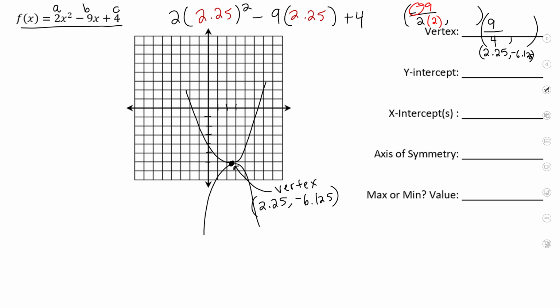Now, guys, looking at the equation, should I draw my graph like this, or should I draw it facing down? Why am I going to draw it up? Yep, your A value is positive. There's a positive in the very front. So I know it's going to be facing up.